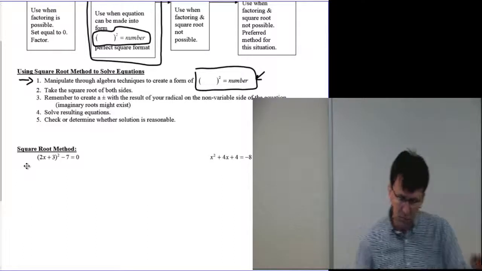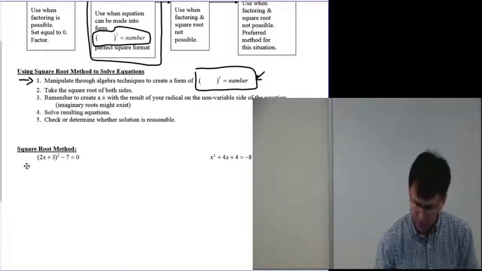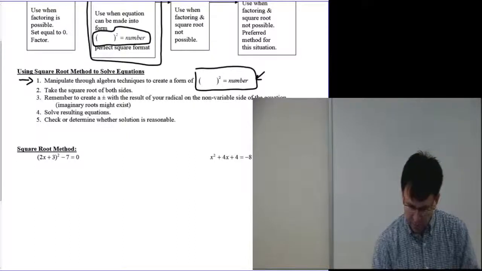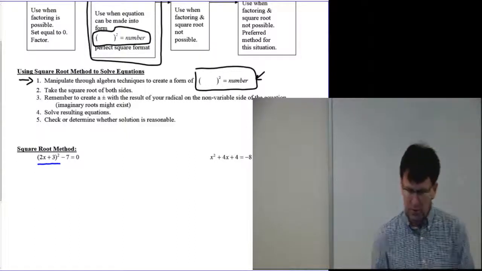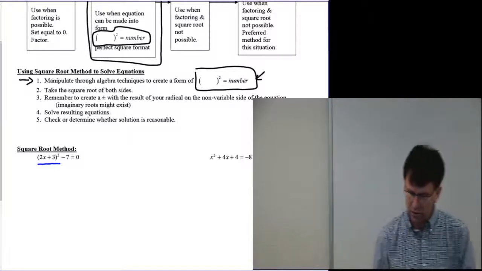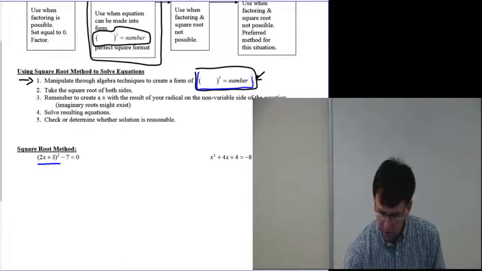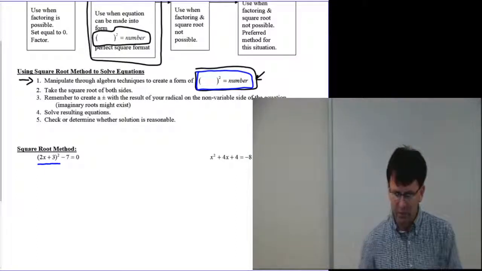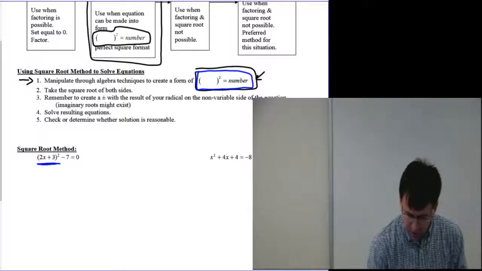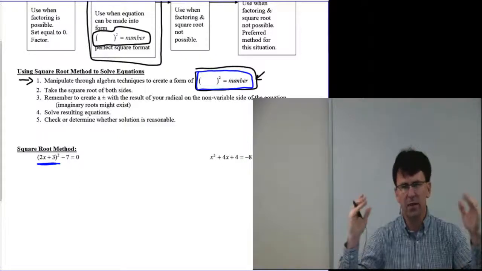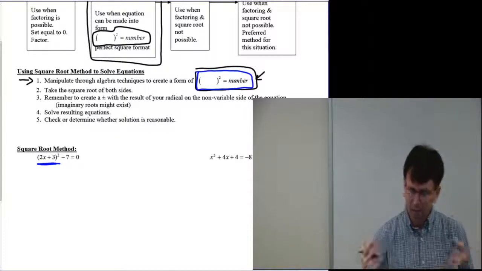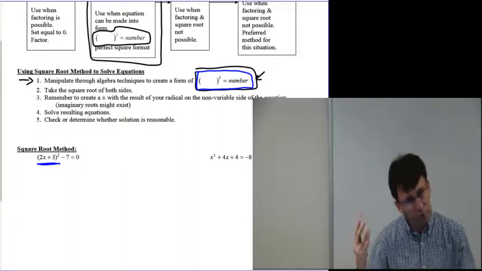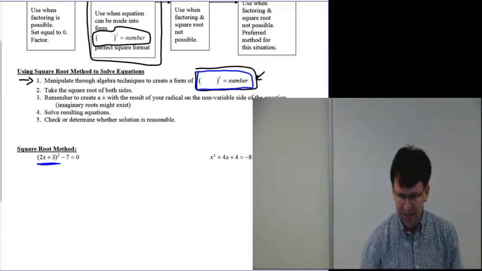Now, let's do an example and see what we can come up with here. I have a problem that's given to me as (2x + 3) as a quantity squared minus 7 equals 0. And remember, our target was that we were looking for something that looks like that very quickly. The second that I saw that parentheses and the square on it, I was on the lookout. I was like, wow, if I could just get that 7 on the other side, I've got the square, and I've got a constant on the other side, life is going to be very good to me.